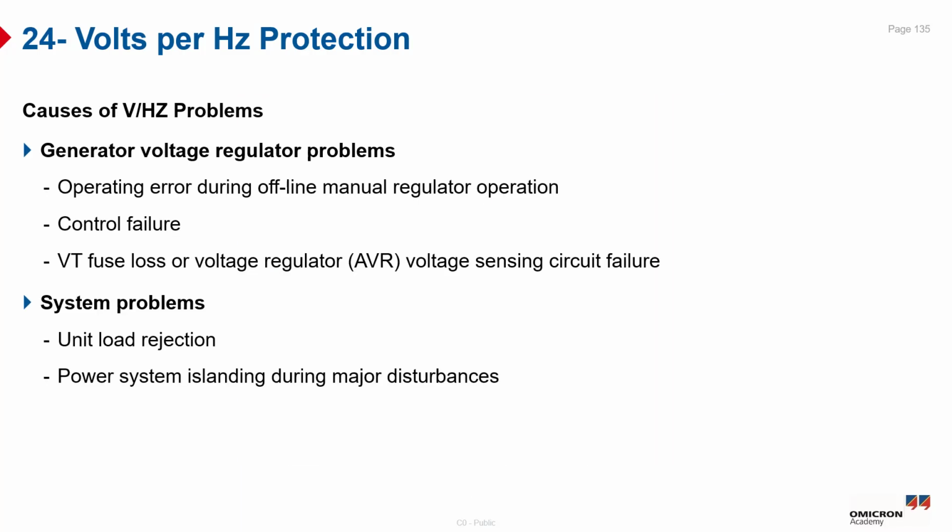Now, overexcitation or V over F problems can be caused by a variety of factors, including generator voltage regulator issues, operating errors during offline manual regulator operation, control failures, or failures in the voltage sensing circuit, such as a VT fuse loss. System level events like sudden unit load rejection or power system islanding during major disturbances can also lead to overexcitation. So the 24 protection function ensures that generators and transformers are operated within their rated kilovolt ampere or megavolt ampere, voltage and frequency limits.